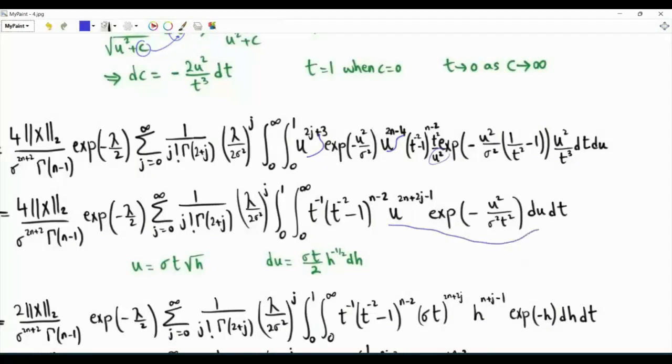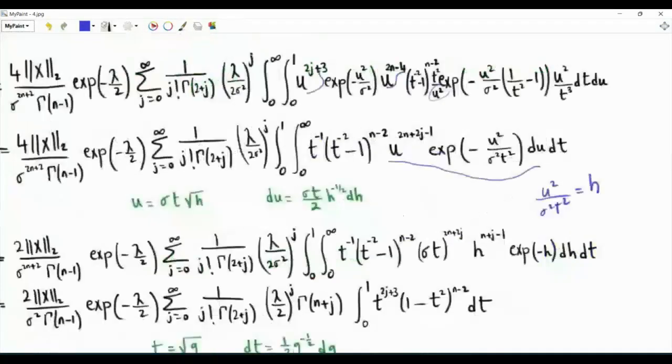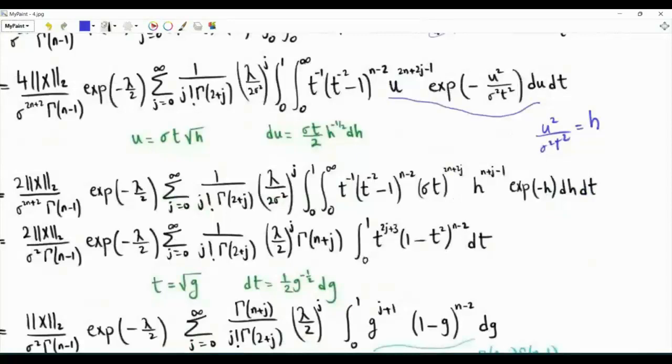Now, if we look at the integration with respect to u, it looks very much like something that can be written as the integral of the gamma function. And this is exactly what we will do. We will change u squared over sigma squared t squared here for a given t. We will call this thing h, so that we have here exponential minus h, and then outside we have h to some power, and we can express the integration with respect to u as a gamma function. So we get this integration with respect to h, and this integration will give us gamma of, and then we take this power of h and add 1, so we will get a gamma n plus j, which is this term here.